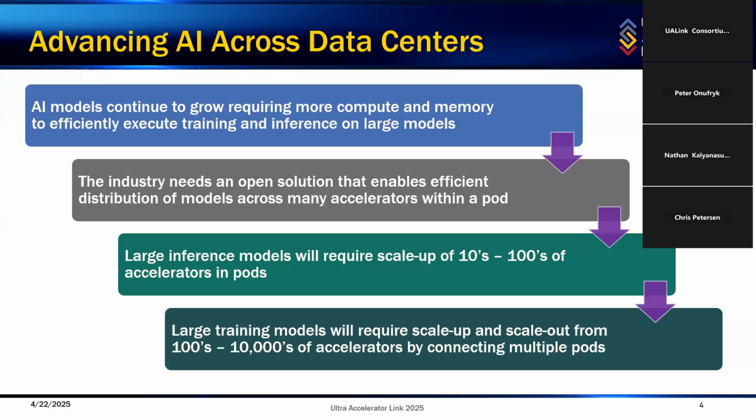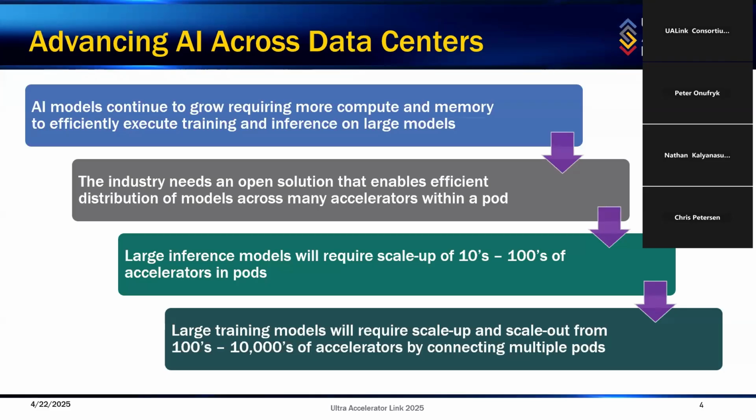The computing and memory needs of AI continue to grow exponentially. One way to meet this demand is to connect multiple accelerators in a scale-up fashion. While proprietary AI scale-up interconnects exist today, the industry needs an open solution, and that's what UALink is.